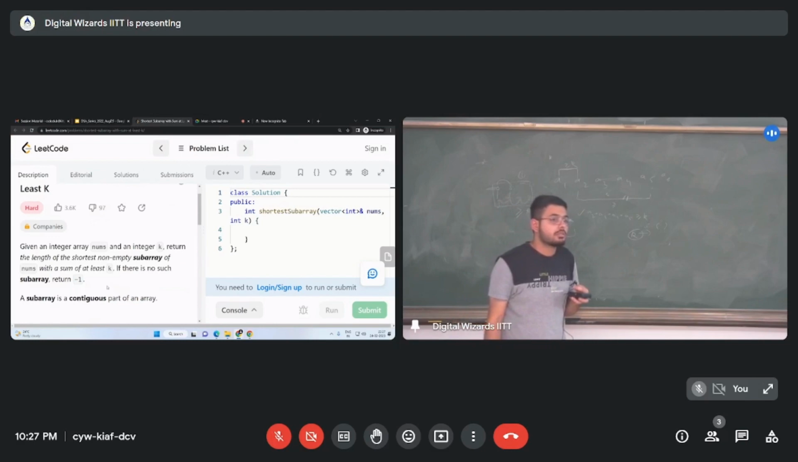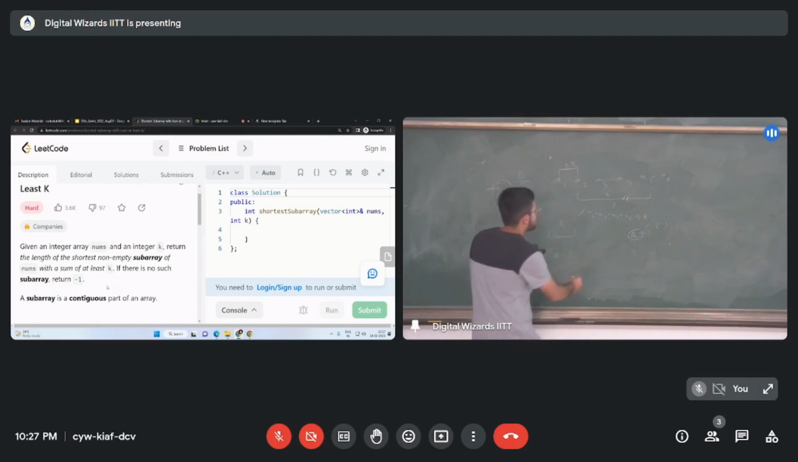Remove the first element. We'll be removing the first element and then checking that. So at what point will you be removing that?